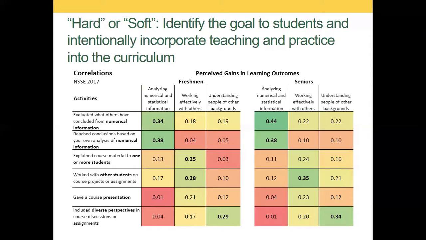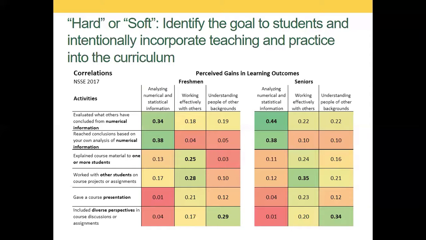At the senior level, these correlations are even higher. Have I reached conclusions based on numerical information? Well, it correlates tremendously with the learning outcome related to numeric data. It has nothing to do with working effectively with others.